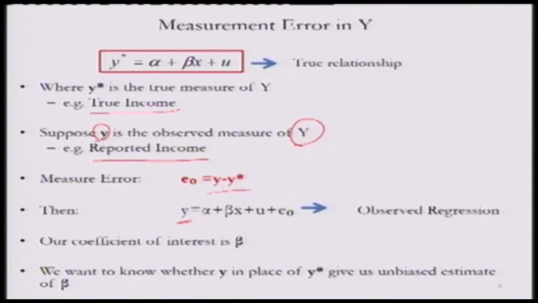Then what we are left with, if we do some manipulations, is this addition of the measurement error to the regression error term u. So, this essentially ends up as the observed regression, and our coefficient of interest is beta. What we want to know is whether using y in place of y star gives us an unbiased estimate of beta, or whether that biases the OLS estimate of beta.